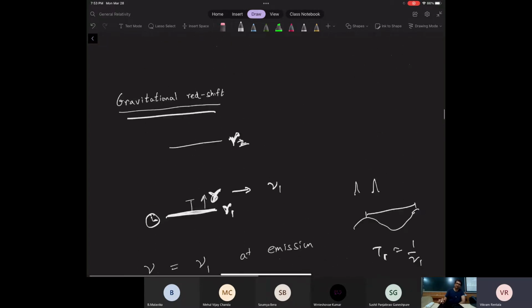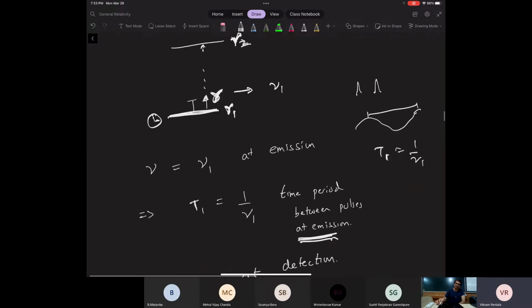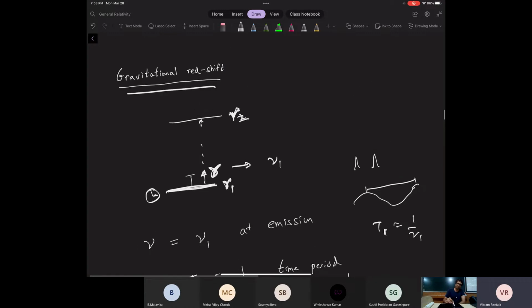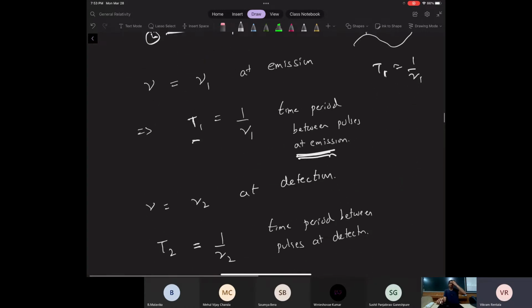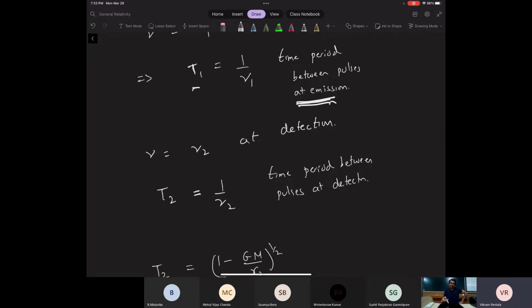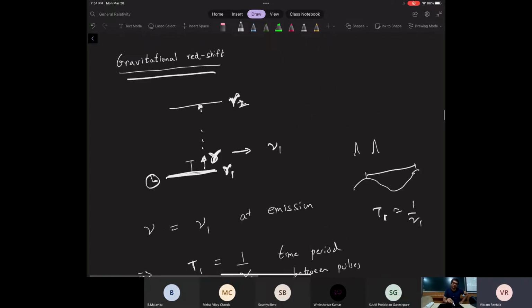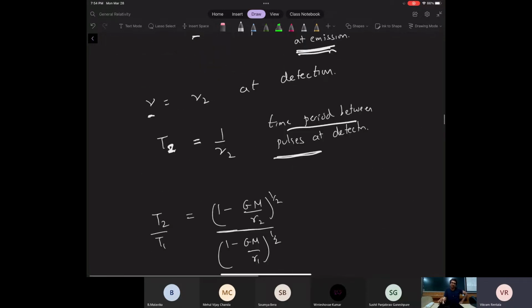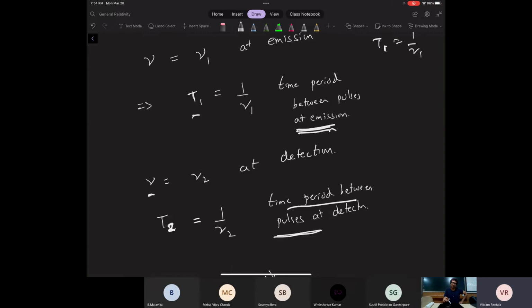And now this photon travels and reaches over here. We're assuming that this time period is very small compared to the time it takes to get from here to here. And we measure the time period between pulses at detection. We'll assume that in general the frequency we detect is different, nu equal to nu2. So the time T2 that we measure between two peaks of this wave hitting is T2, which is 1 by nu2. This is the time period between the pulses at detection.